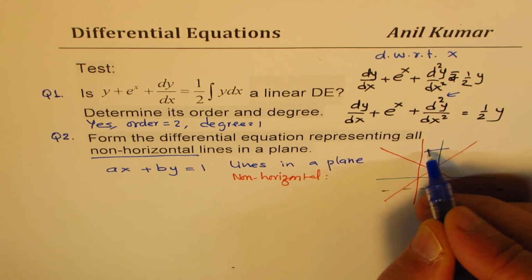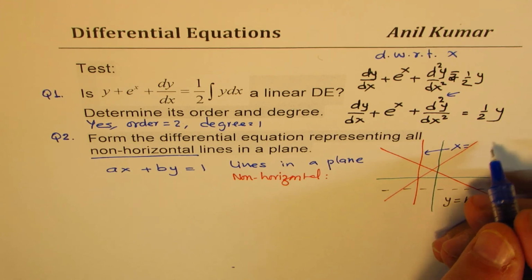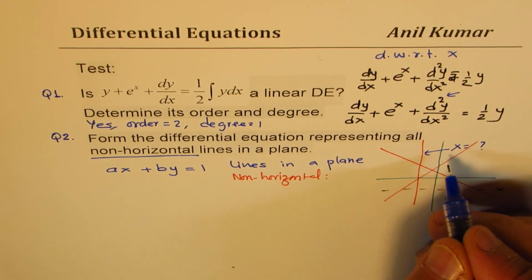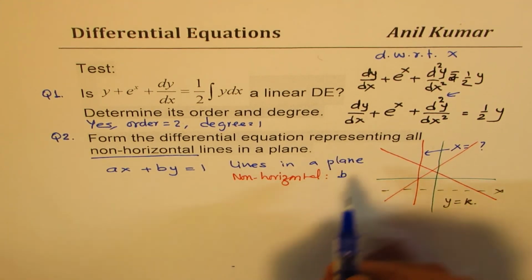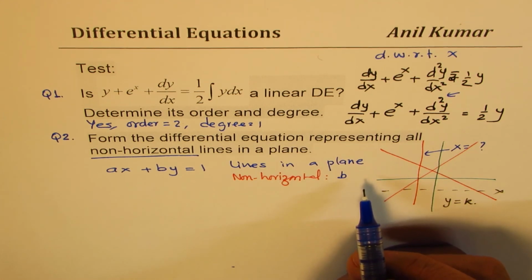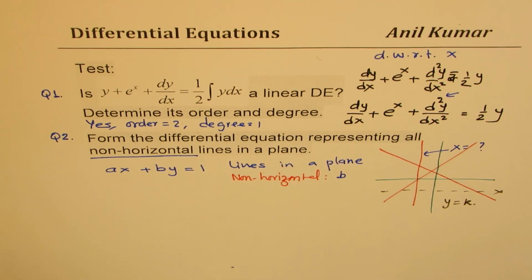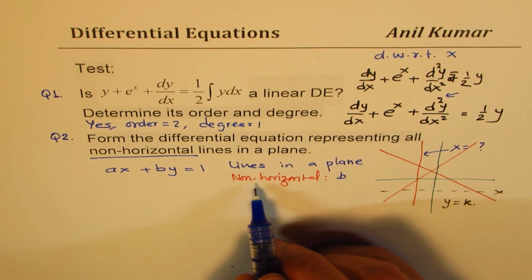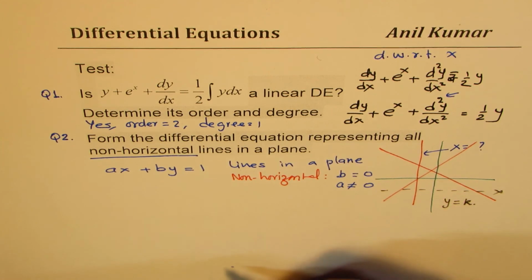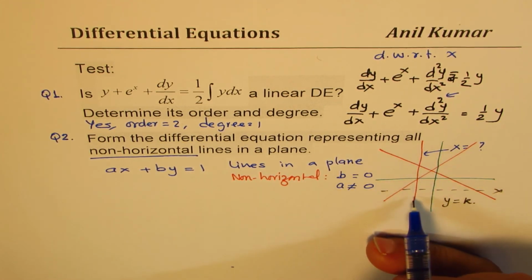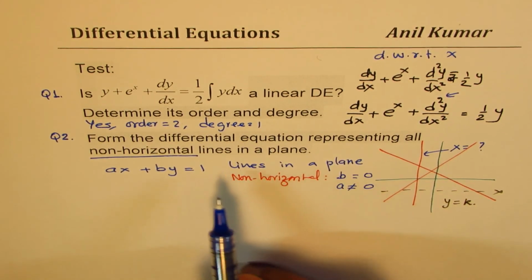How do you write the equation of a vertical line? Vertical line equation is x equals to something. Is that okay? So that gives you the equation of the vertical line. So when we are talking about non-horizontal lines, whenever you're talking about a non-horizontal line, in that case, b can be equal to 0, but a is not equal to 0. Do you understand? That is very important, since x equals to something represents a vertical line.